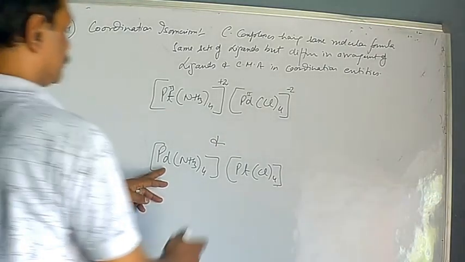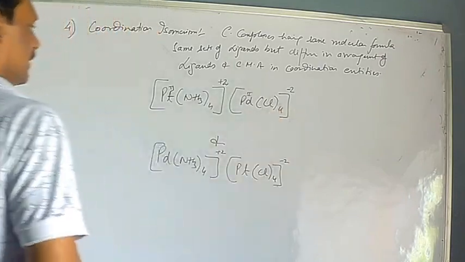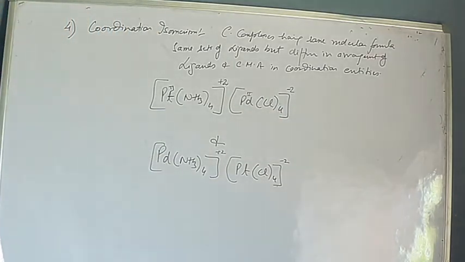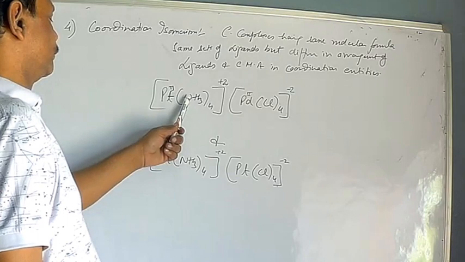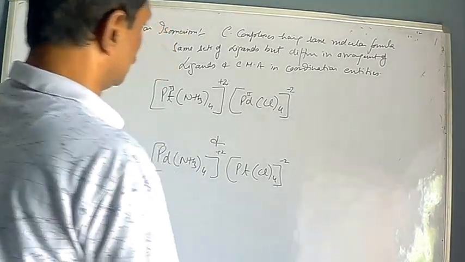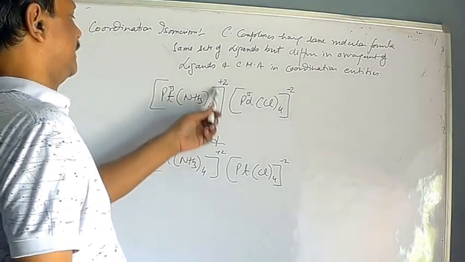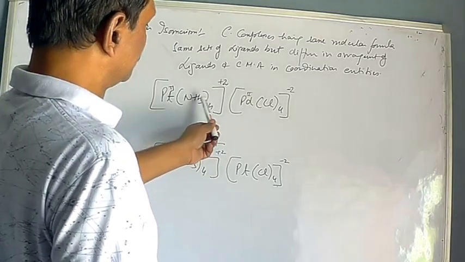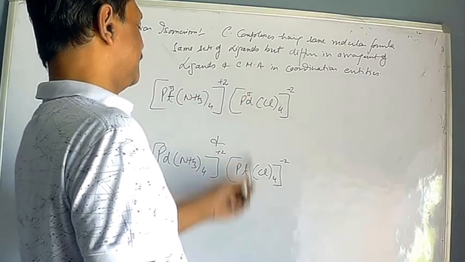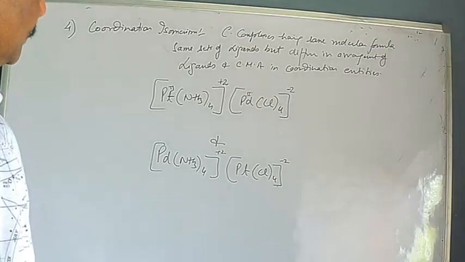Similarly here, palladium +2, and if I put palladium +2 -4 again gives you -2. So both the formulas are right. Let us find out first whether both have the same molecular formula. 1 Pt, 1 Pt, 1 Pd, 1 Pd, 4 ammonia, 4 ammonia, 4 Cl, 4 Cl. So they have the same molecular formula. But we find that in the cationic part platinum is present, and here in the cationic part palladium is present. In this case, in the anionic part palladium is present, but in this case the anionic part has platinum. So that's why they differ in arrangement of ligands and CMA in coordination entities.